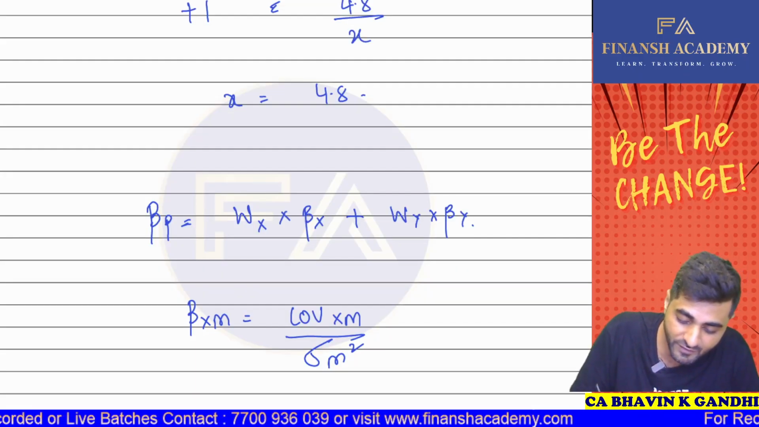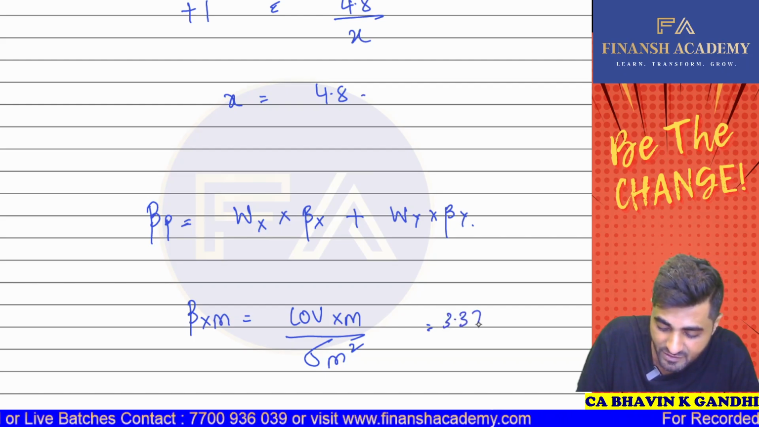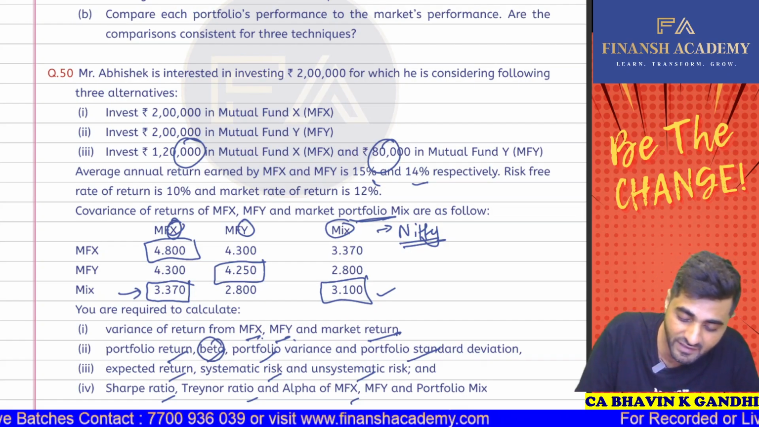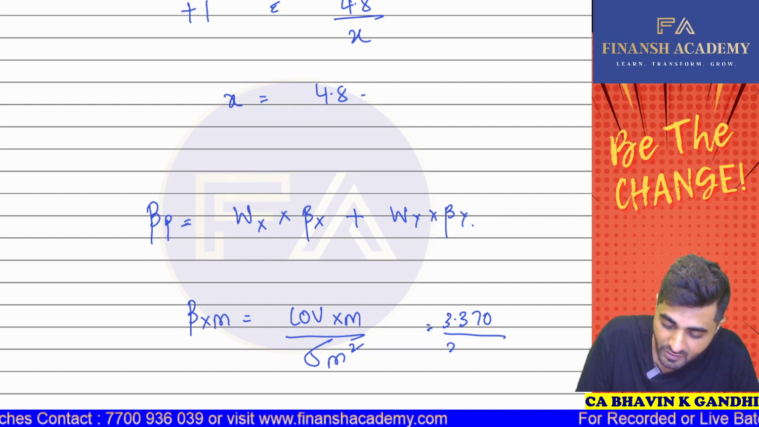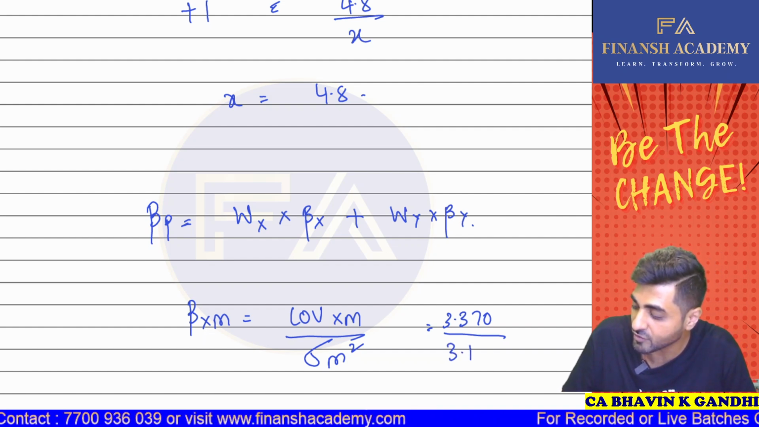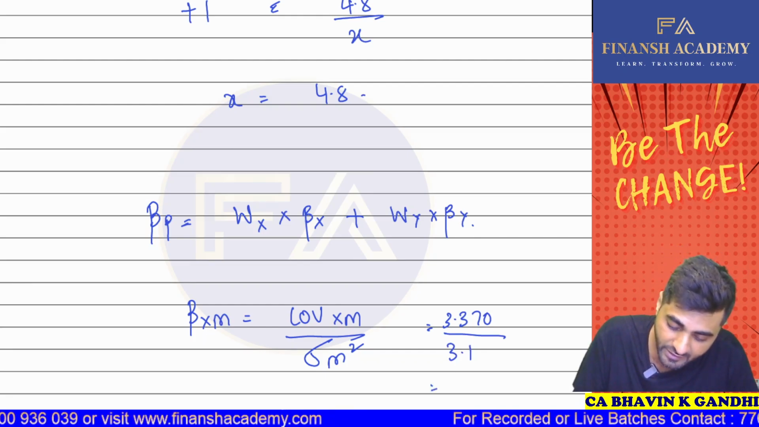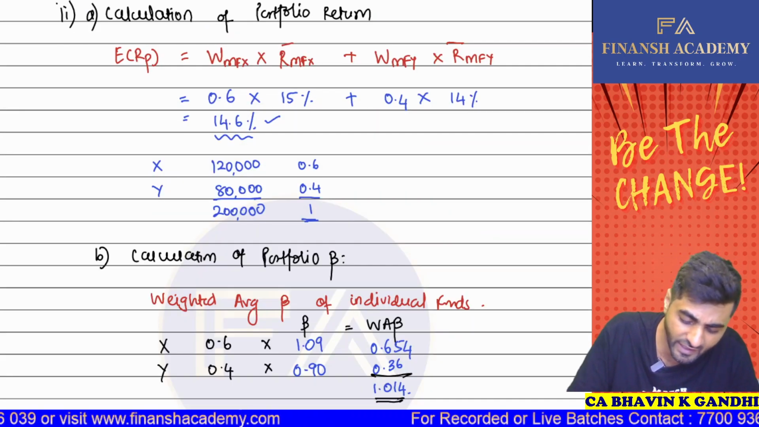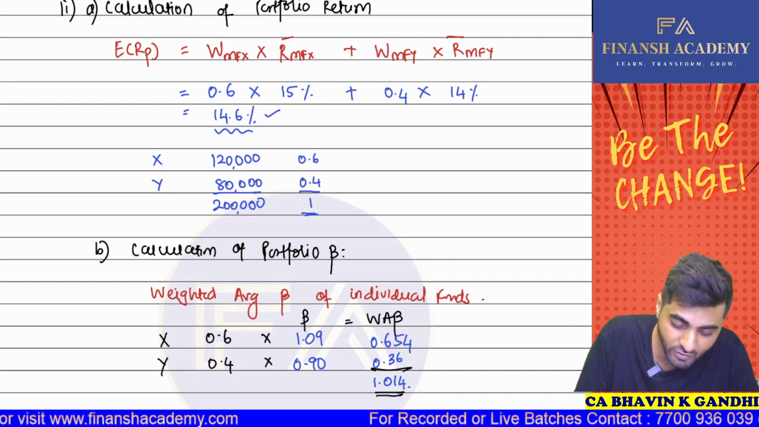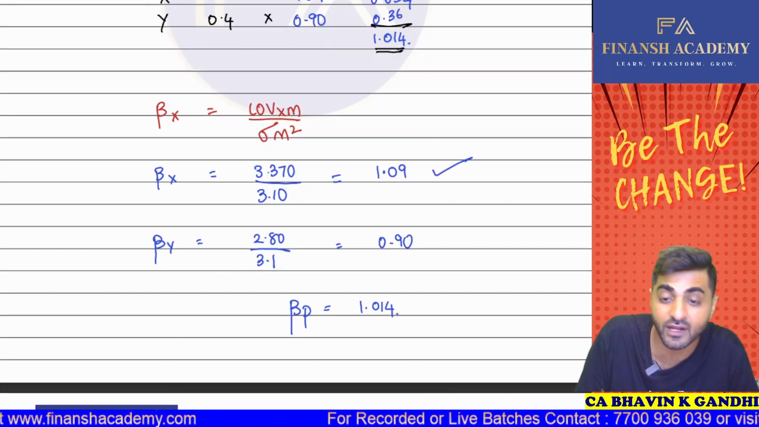Okay. So we can take this as 3.370. And what is the market variance? It is 3.1. So this will eventually help you to calculate what is going to be the beta, which is 1.09. So we can have the beta of 1.09. Can you see the beta is 1.09?